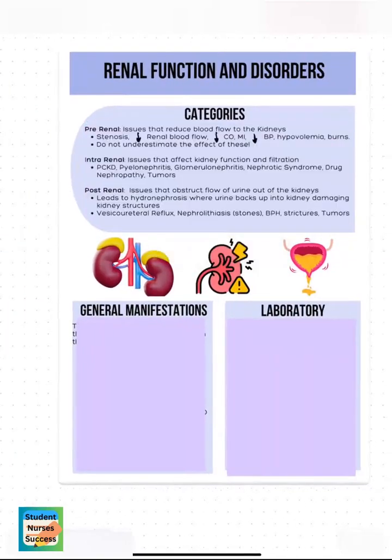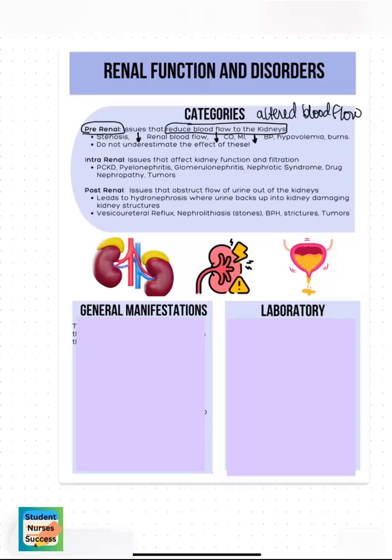I'd like to first begin by talking about the categories of renal disorders. Renal disorders can fall into three categories: prerenal problems, intrarenal problems, or postrenal problems. We're talking about prerenal problems. We are very specifically talking about issues that reduce blood flow to the kidneys. So, any type of disorder that's going to alter circulation to the kidneys can result in a prerenal disorder. So, these have to do with circulation and blood circulation.